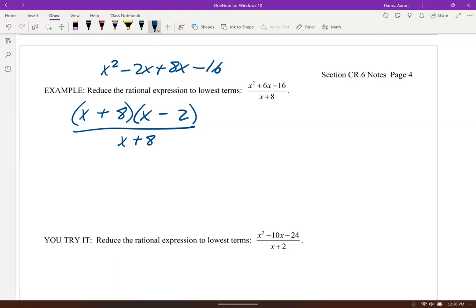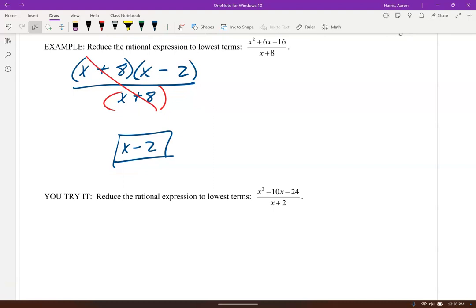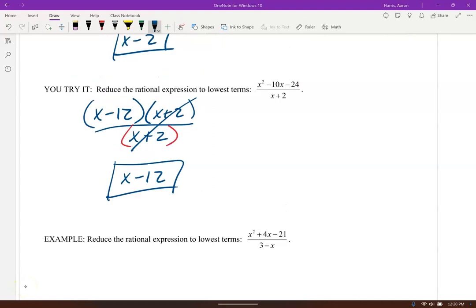My denominator is x plus 8. So if you notice, you can put parentheses around that if you want to, so you can see that those x minus 8's do cancel. And so you're just left with x minus 2. Why don't you try that next one? See how you do. All right, check that one on that you try it problem. Make sure you factor that correct. Pause it if you need to.